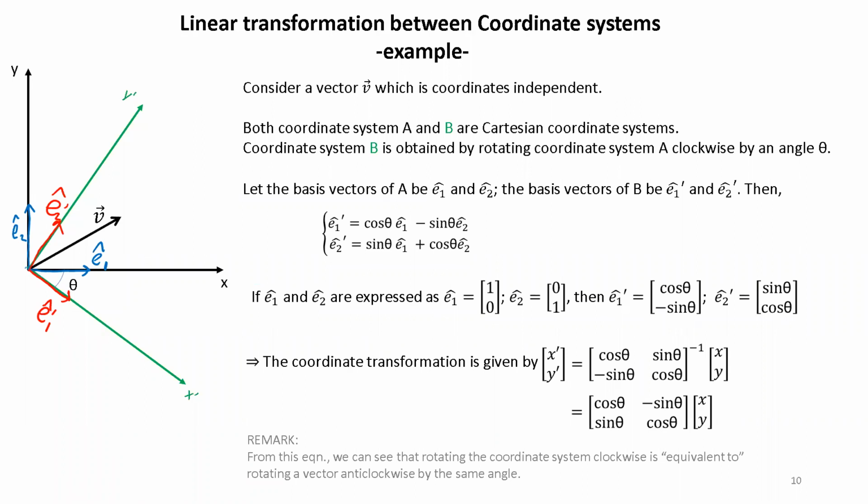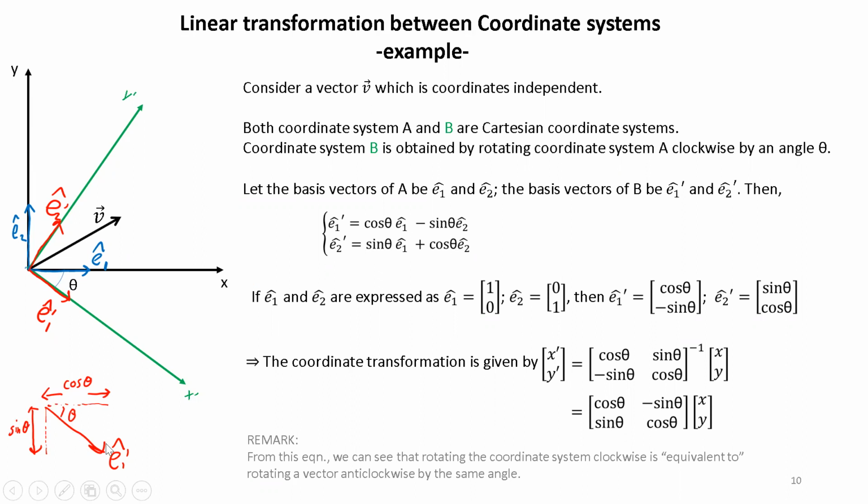From the geometry, you can relate this E1 prime with E1 and E2. You can also relate this E2 prime with E1 and E2. If I draw E1 prime again individually, you will find that this length here is cosine theta, and this length here is sine theta.